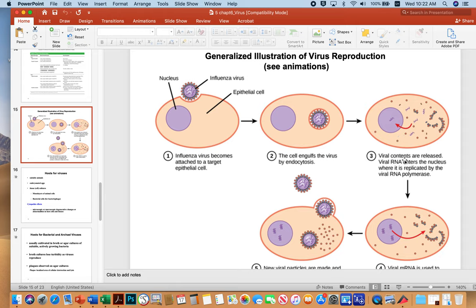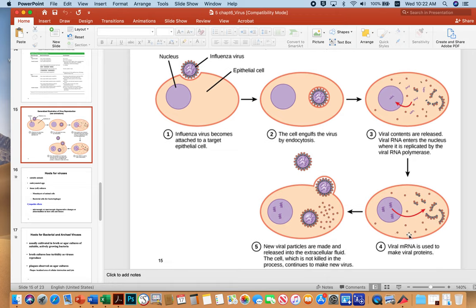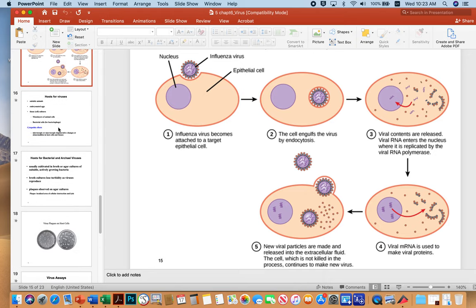So that's viral contents are released. Viral RNA enters the nucleus where it is replicated by the viral RNA polymerase. So viral mRNA is used to make the proteins. So the mRNA that gets made here gets pumped out into the cytoplasm, and then ribosomes can glob onto them and allows that to make proteins. And those proteins include the various features of the virus to make new viruses. And then eventually the virus will bud out of the cell. And the cell isn't necessarily killed during this process, but it does get taken over and become a virus factory.